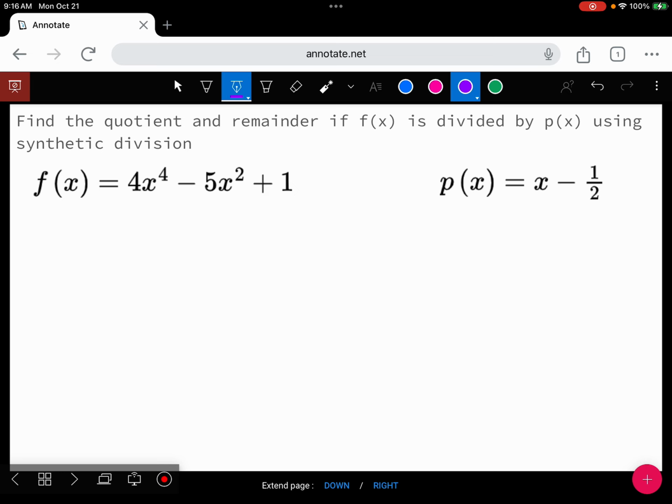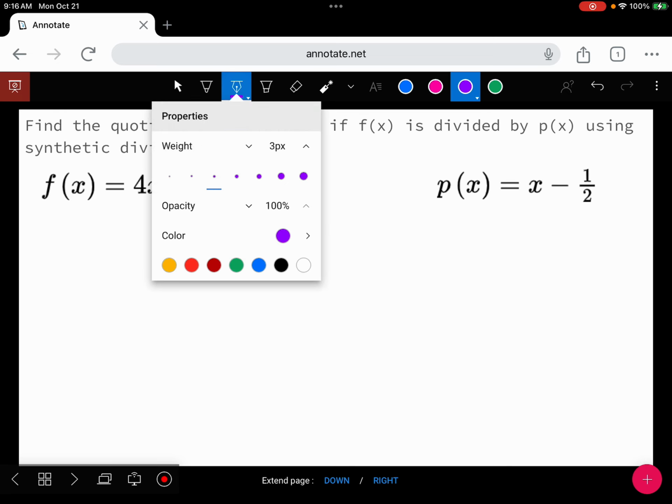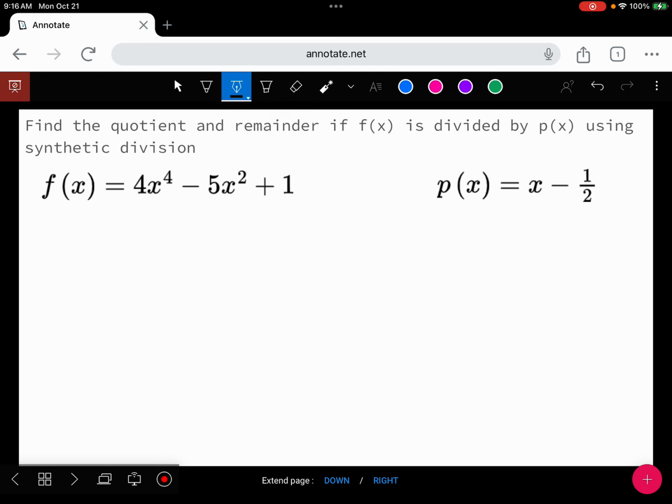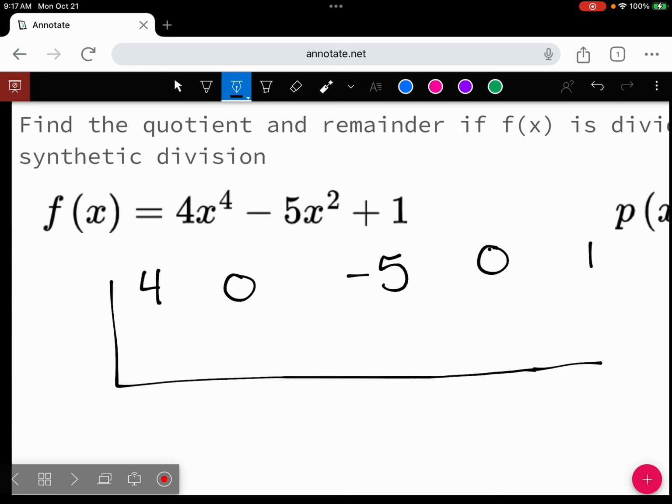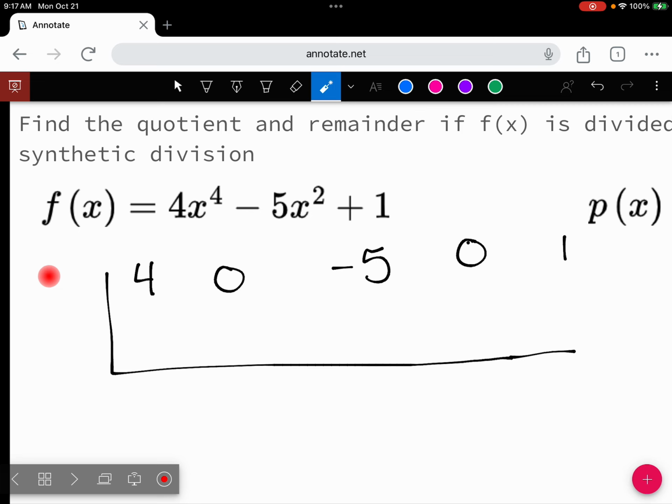So we're finding our quotient, finding our remainder, saying this is a root, whatever's going on here. Setting this up as synthetic division. Ooh, it's a bit big. What are my numbers going across? 4, 0, negative 5, 0, 1. What's going on top, or top left? It's over here.